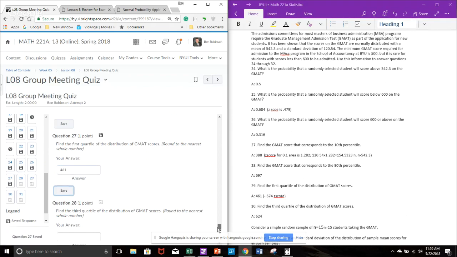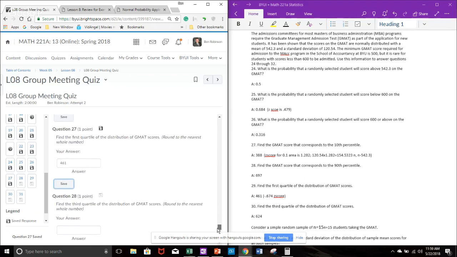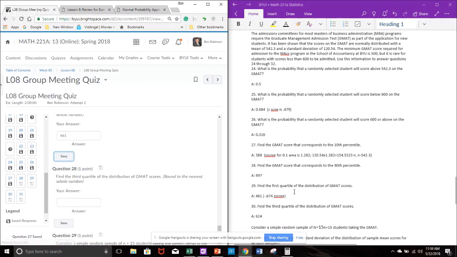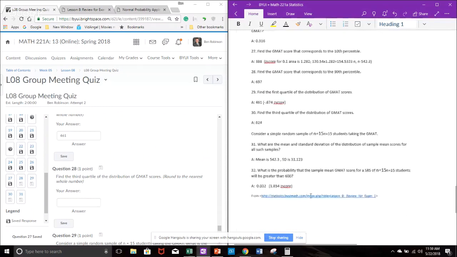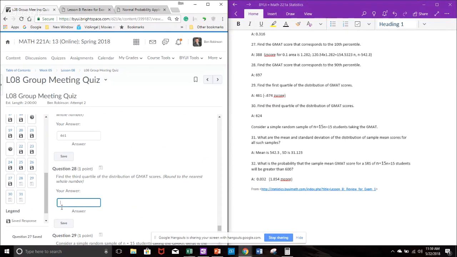The next one: find the third quartile of the distribution of GMAT scores. I used the applet and wrote 0.750 above the applet, and I got the same z-score, 0.674. Then I did the formula again, and that's why I got 624. Yep.